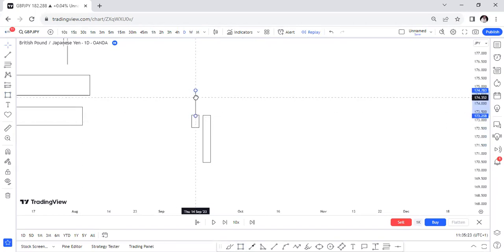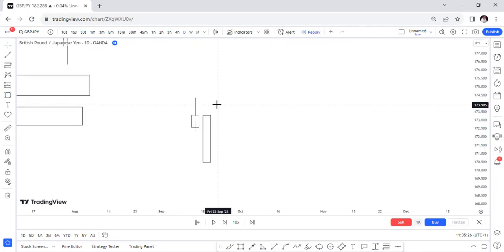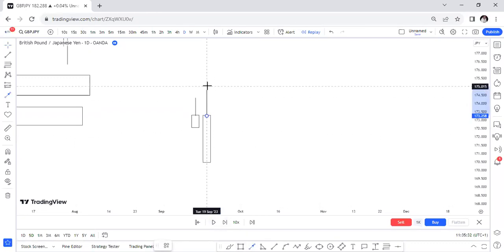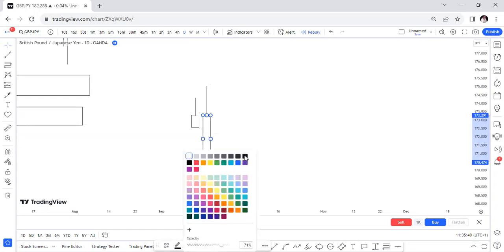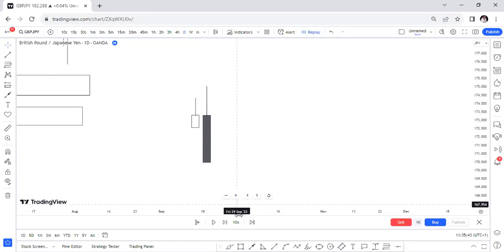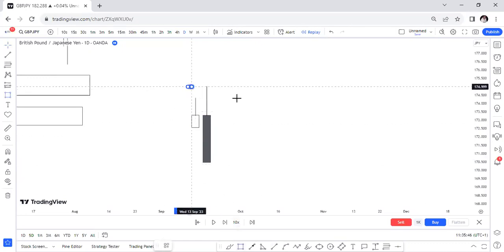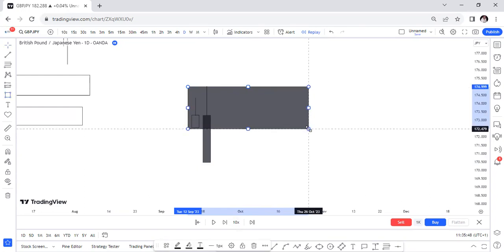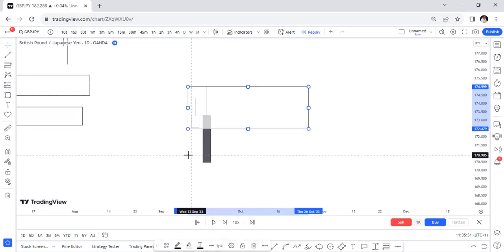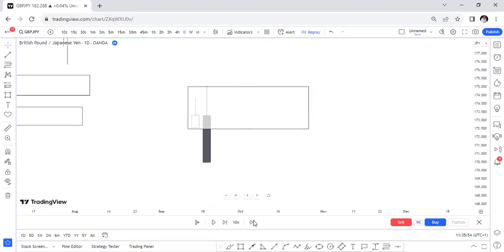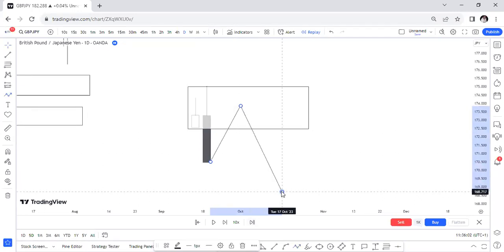If this is the wick, then we have this. So now this is engulfing. When you mark it out like this, now we expect price to do what? We expect price to come into this zone, to sell from that zone and start moving downward.